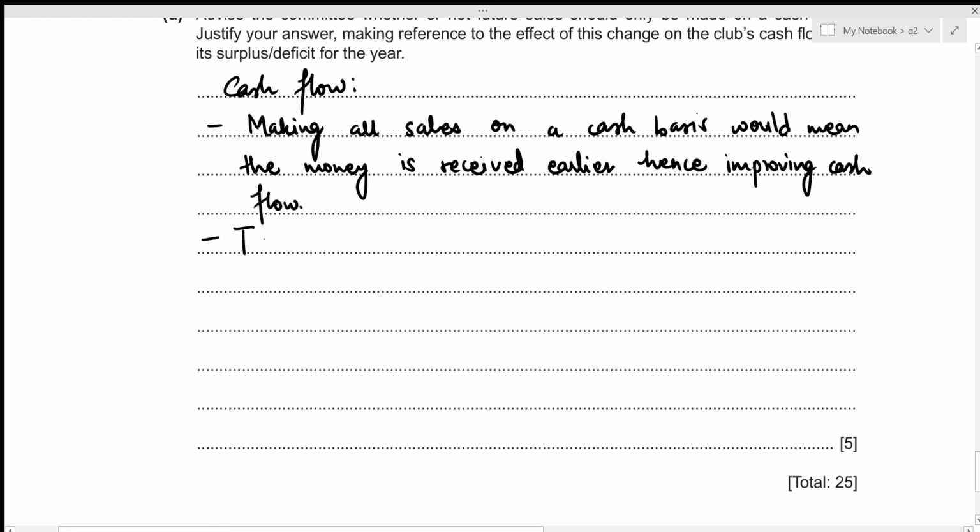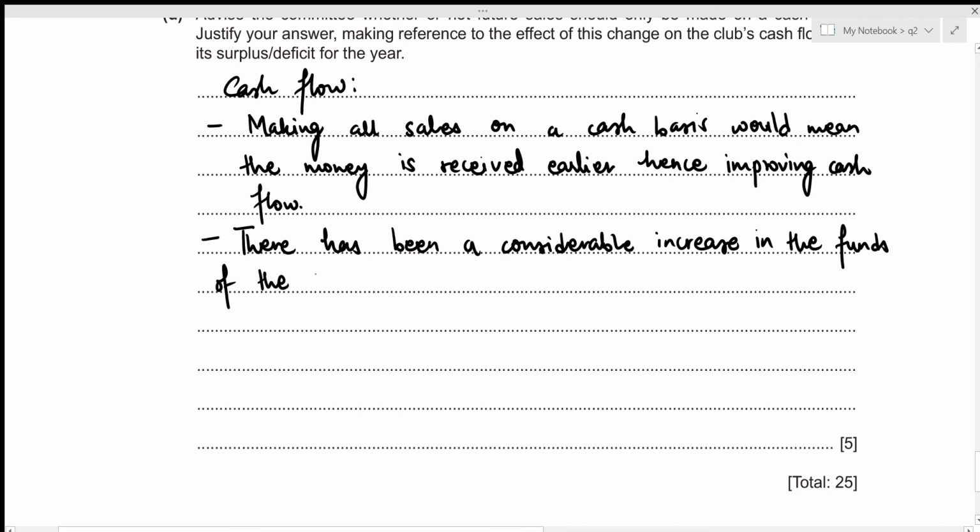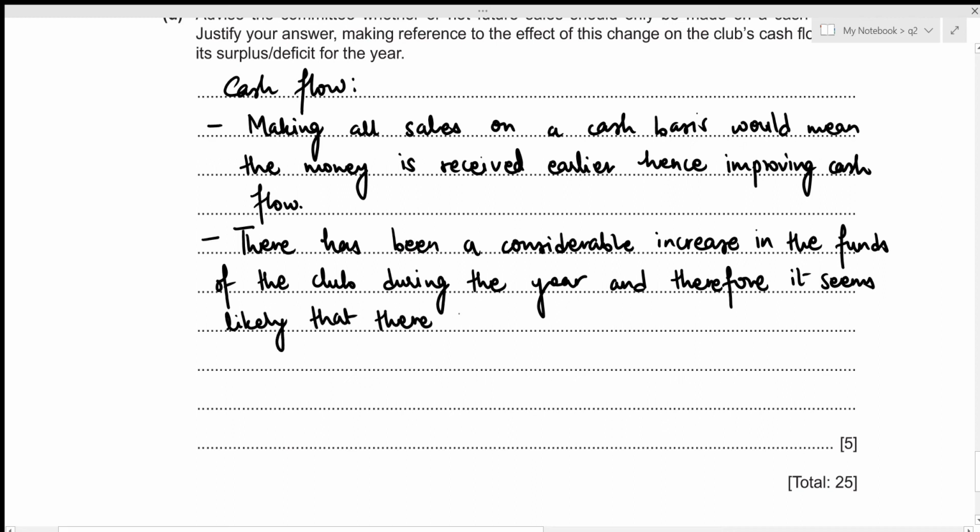There has been a considerable increase in the funds of the club during the year and therefore it seems likely that there is no need to make this change in order to improve cash flow.